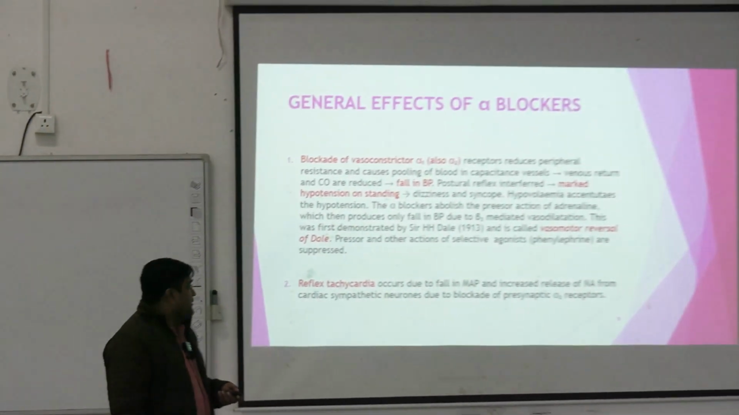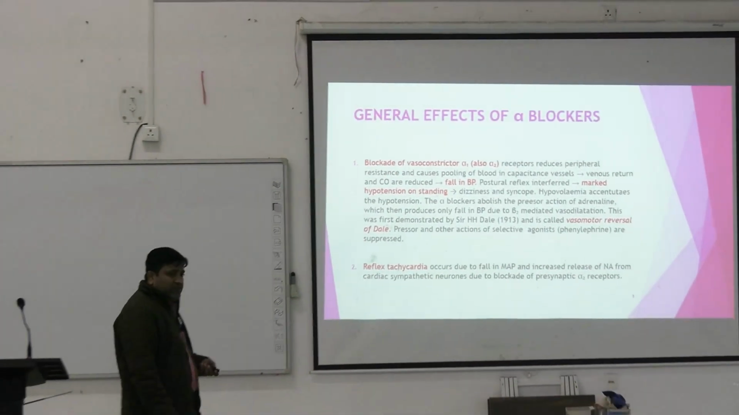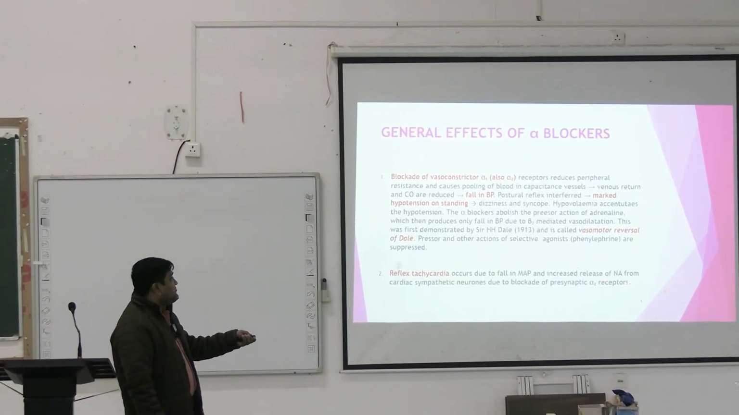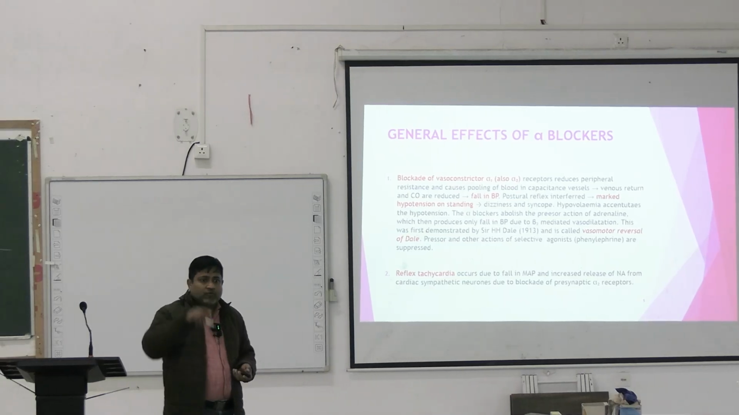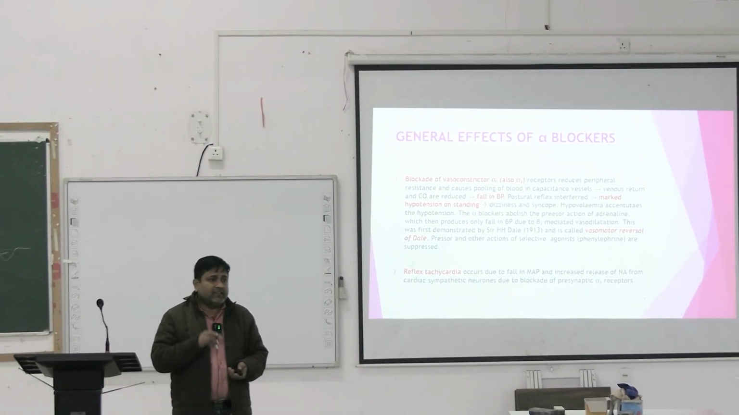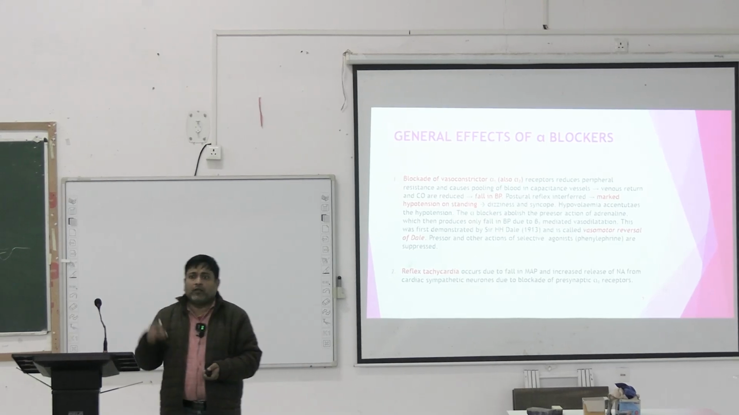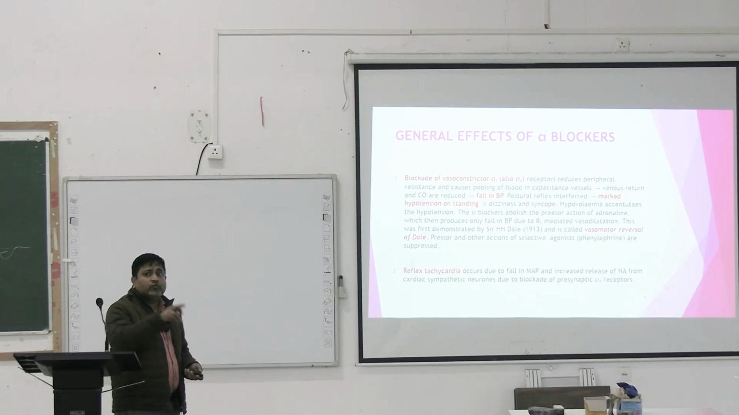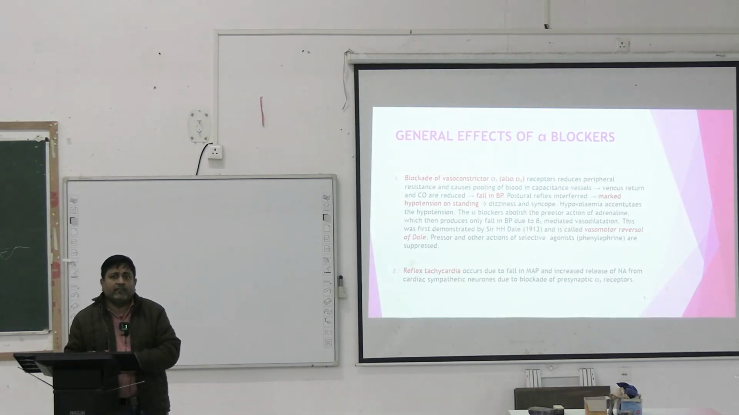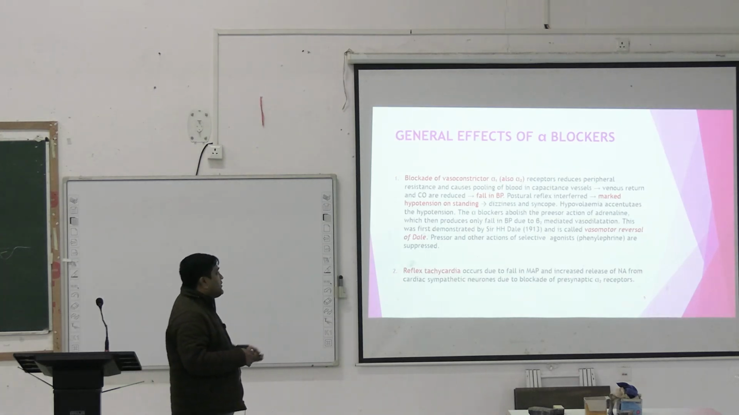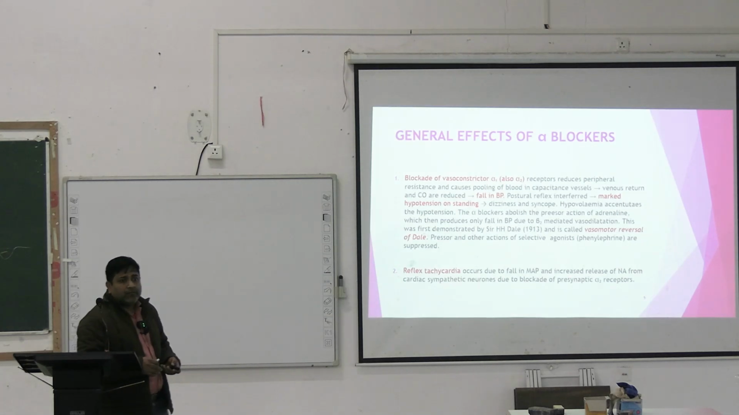Okay. Now, reflex tachycardia, this is because of the fall in mean arterial blood pressure. Number 1, reflex tachycardia is seen. Number 2, there is increased release of noradrenaline. Alpha 2 is blocked. Where is alpha 2 located? On the pre-junctional membrane. What is its function? To inhibit catecholamine release and reduce central sympathetic outflow. Now as alpha 2 is also inhibited, there is increased noradrenaline release from the junction, so increased release of noradrenaline from the cardiac sympathetic neurons due to blockade of pre-synaptic alpha 2 receptor.